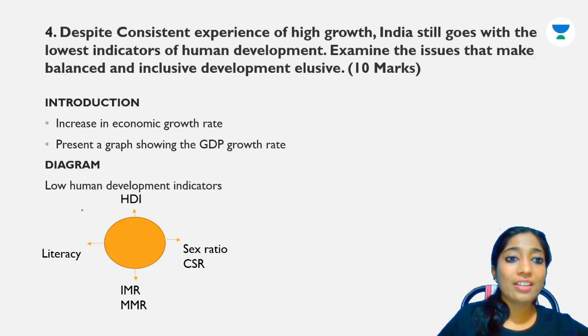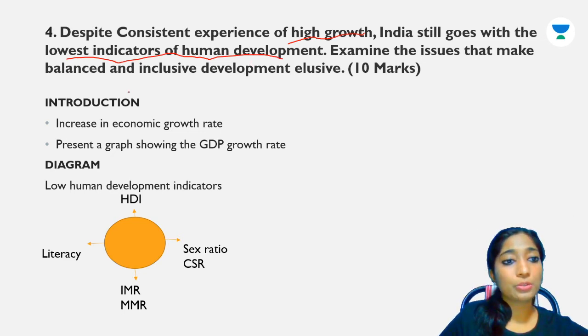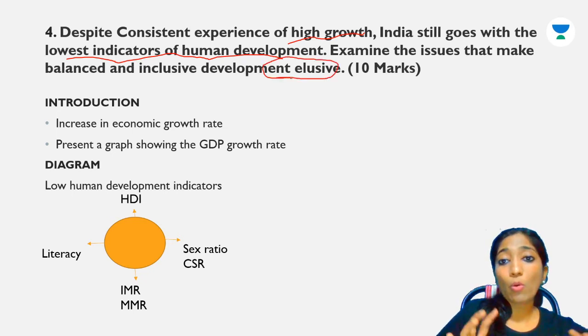Now comes, despite consistent experience of high growth, India still goes with the lowest indicators. So high growth is there, but still India has the lowest indicators of human development. Examine the issues that make balanced and inclusive development elusive. Okay, so what are the issues we need to examine?